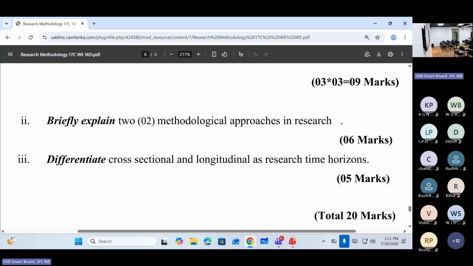Second line, write it down. The particular researcher collects the data for this research by sharing a questionnaire within three weeks. Within three weeks. Clear one.